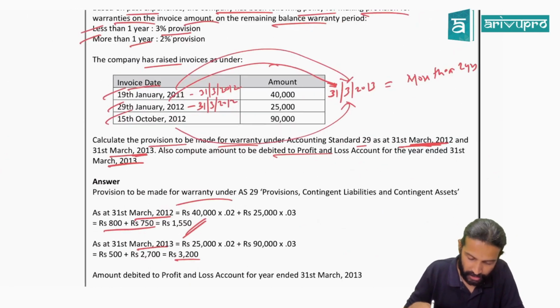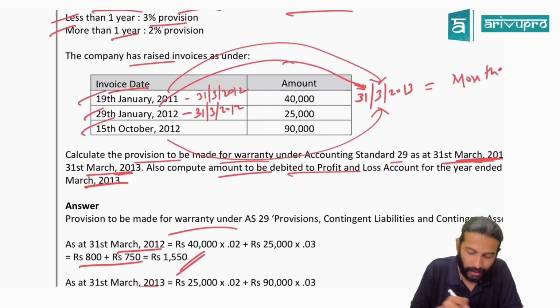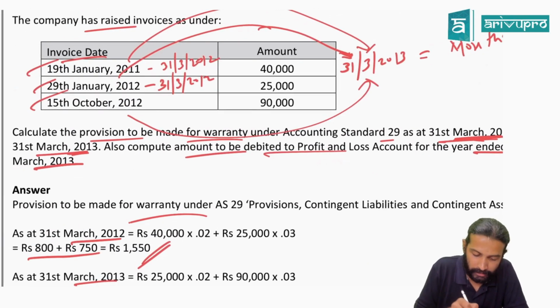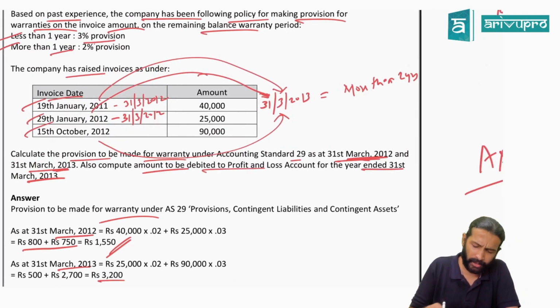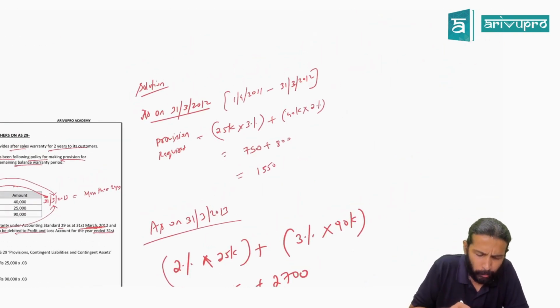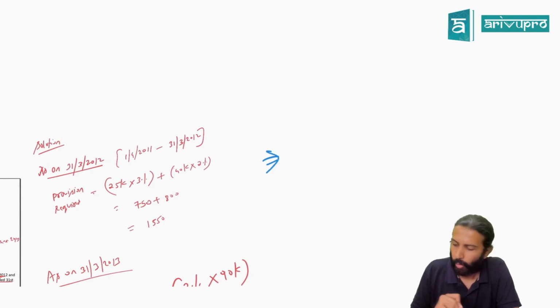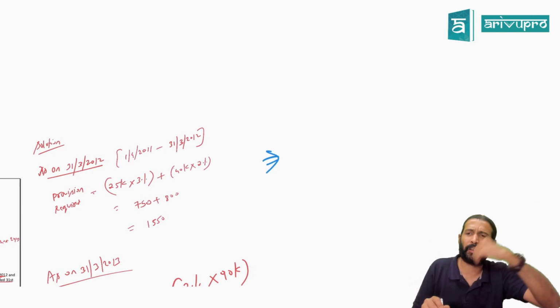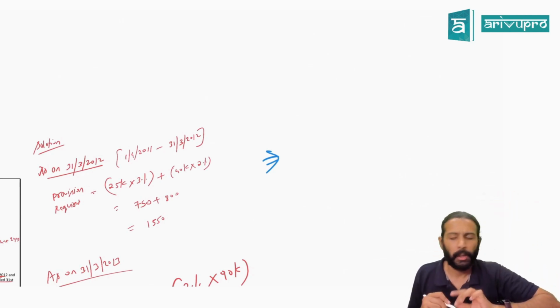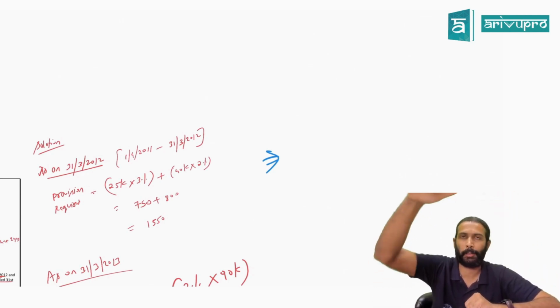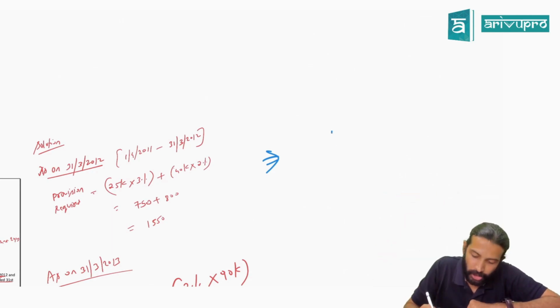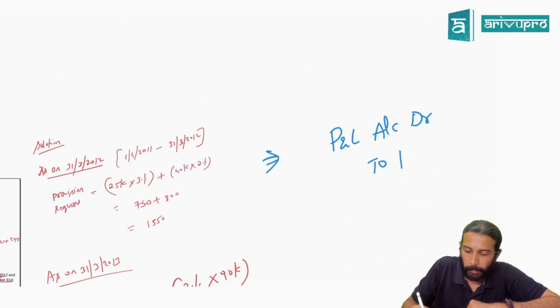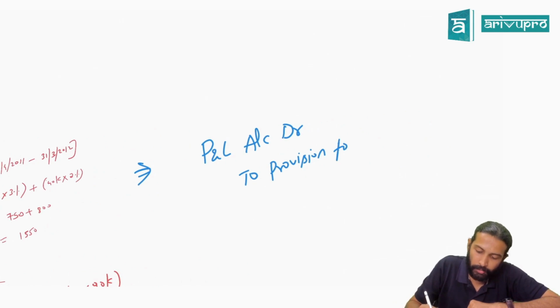One more requirement they asked is to compute the amount to be debited to P&L for the year ended 31st March 2013. Sir, what is the journal entry for provision? What is the journal entry for any provision? Provision is a charge against profit. Because of provision, what will happen to your profit, sir? It will reduce. That means the journal entry for any provision is P&L account debit to provision. Here, the provision is for a warranty, so you will write provision for warranty.